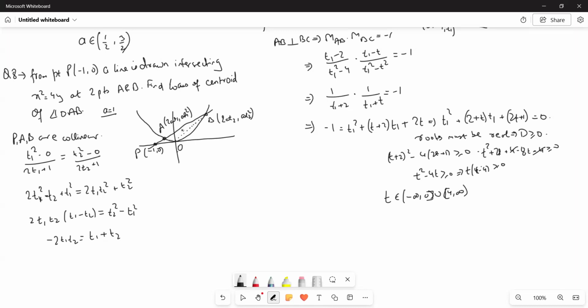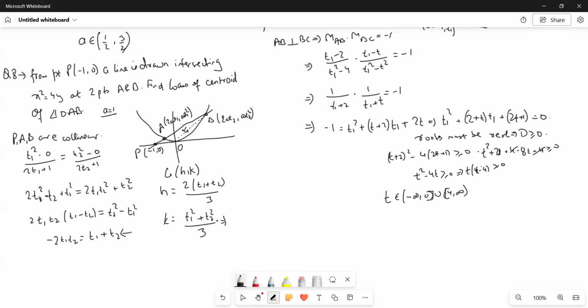Now, if we consider the centroid, we have to find the locus of the centroid. So let's say this is the centroid G. Since it's a locus question, we'll take it as h comma k. Acha, what would be h? x1 plus x2 plus x3 by 3, and k would be x1 plus x2 by 3. Okay. So now all we have to do is eliminate T1, T2 using this relation.